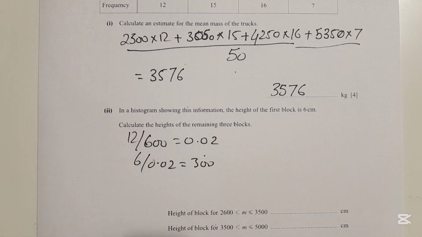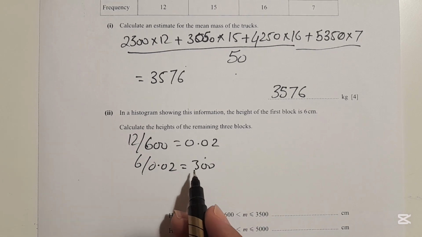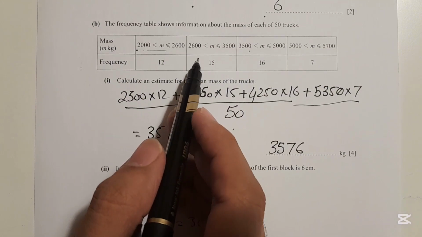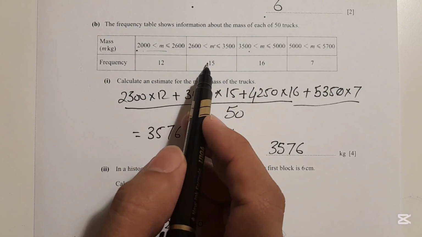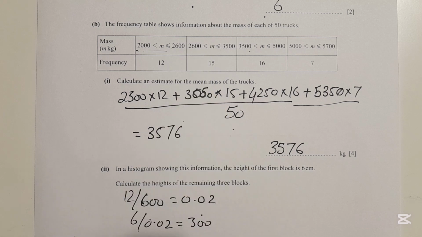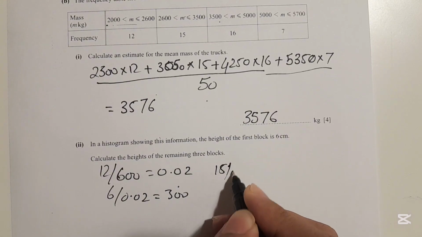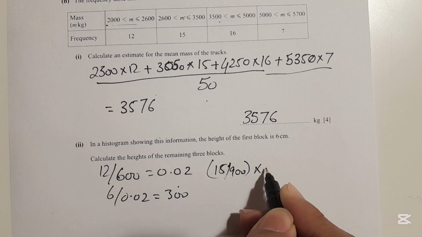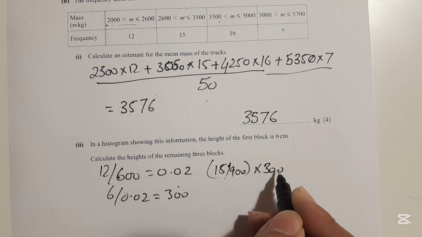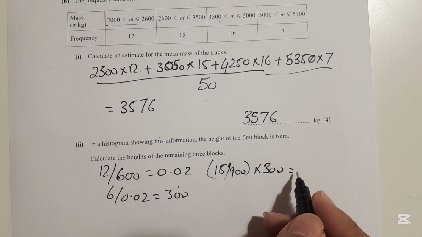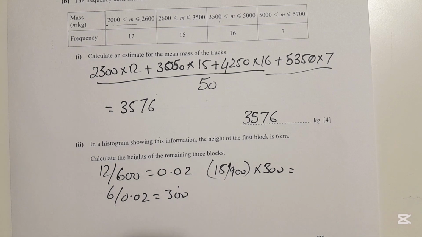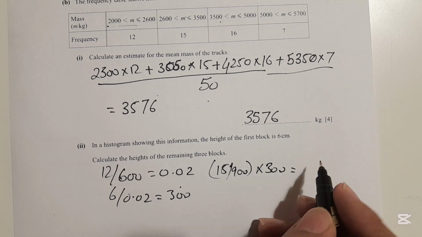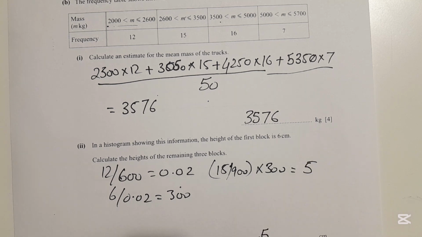So now we have a factor of 300, and we multiply this by the frequency divided by the class width. For example, here the class width is 900, so 15 divided by 900 multiplied by 300. This is how we will be solving the answer. 15 divided by 900 times 300 is 5, so this is 5 centimeters.